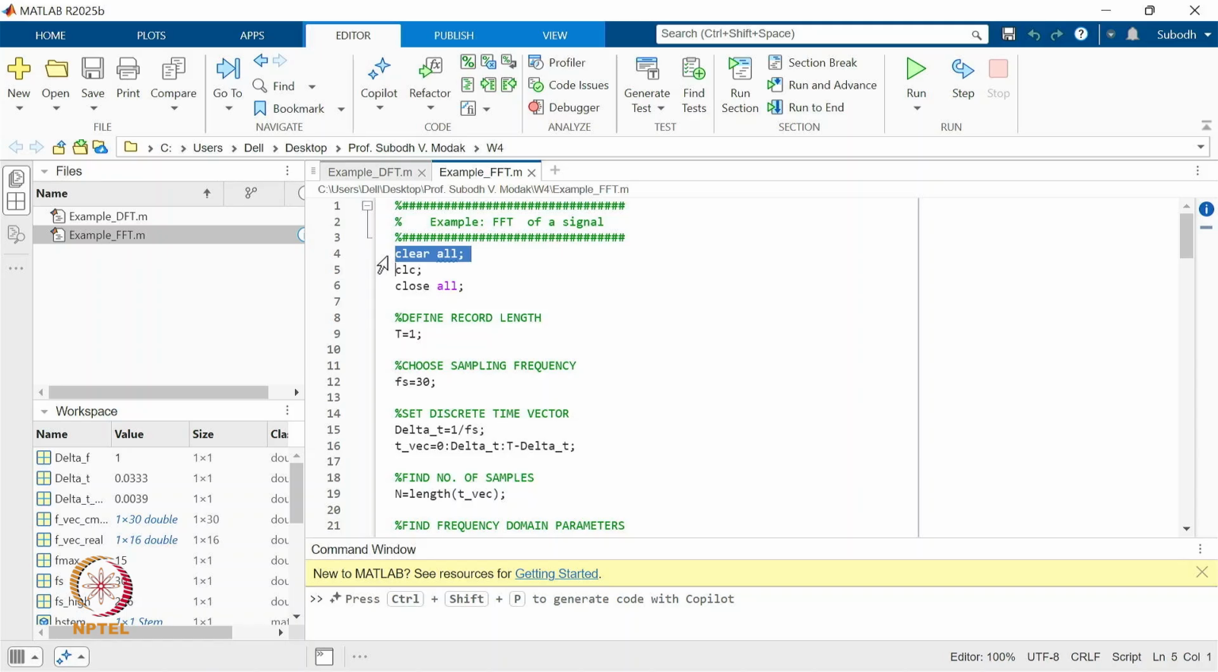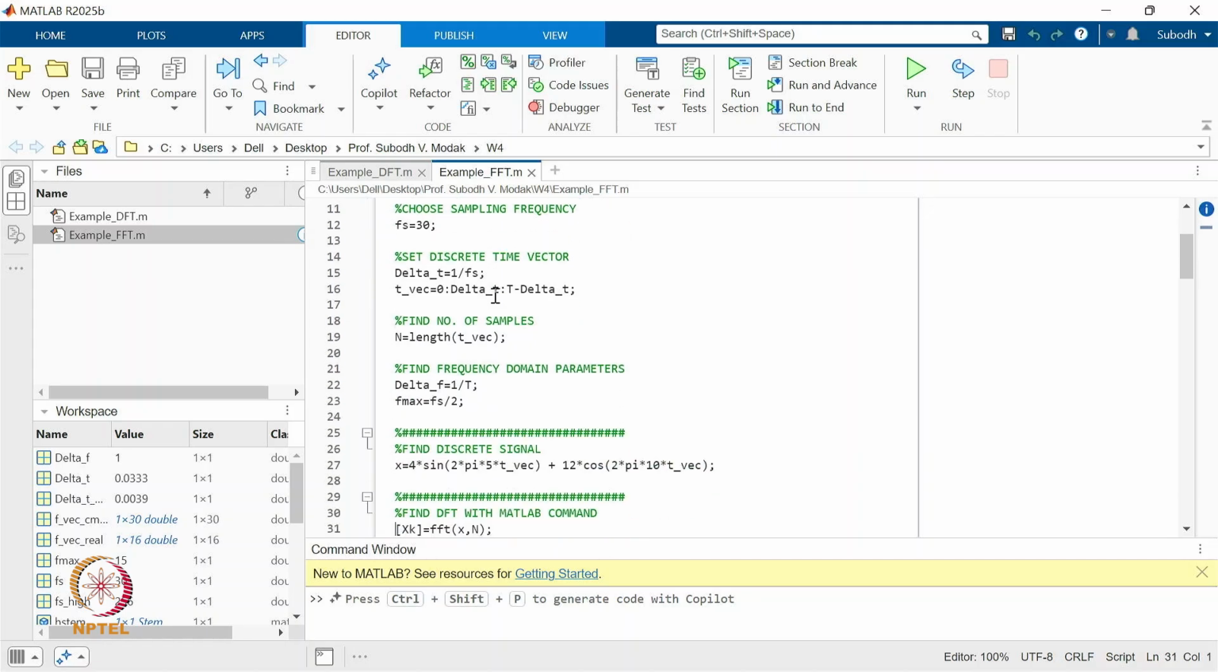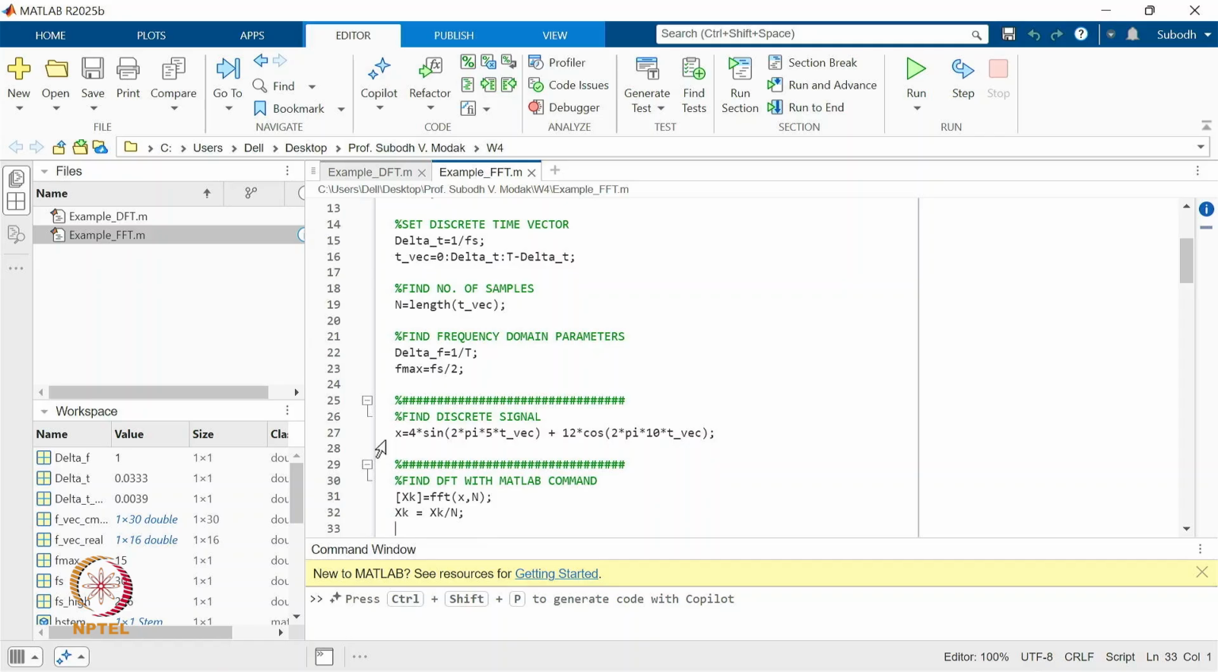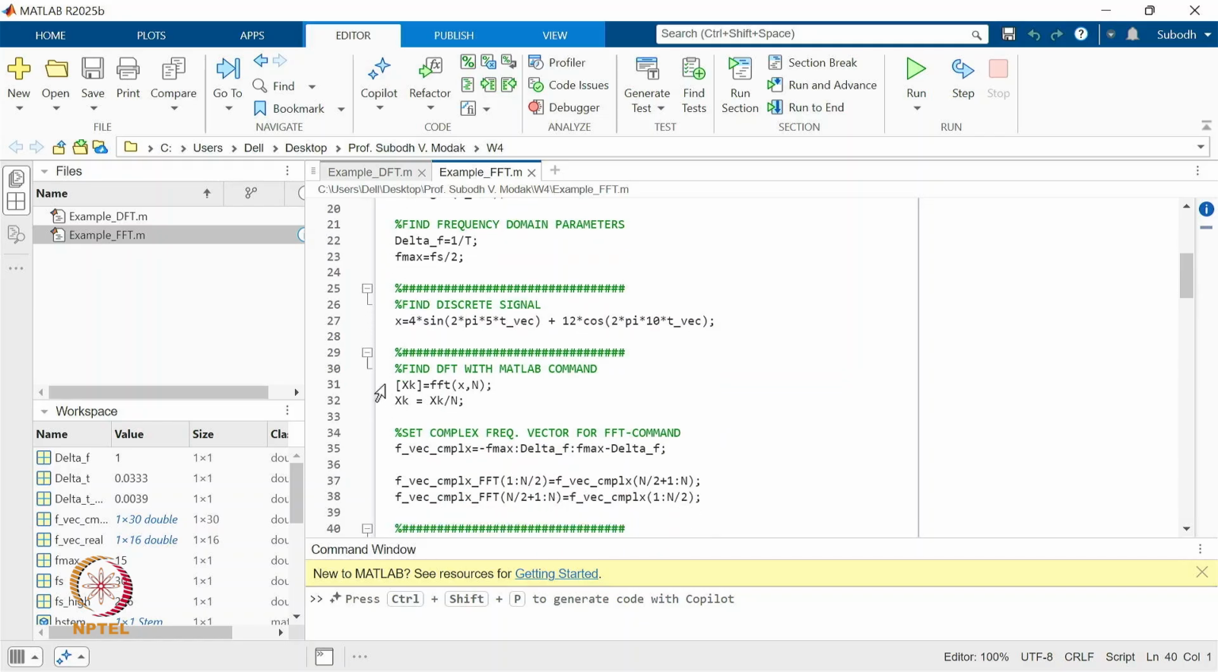So this initial part is all the same, you can see here, I am defining the time and Fs, and then finding the time and frequency domain parameters, all that is done. I am discretizing the signal as was done in example 3, and now after this is the change. Now we are finding the DFT using the MATLAB FFT command, right.